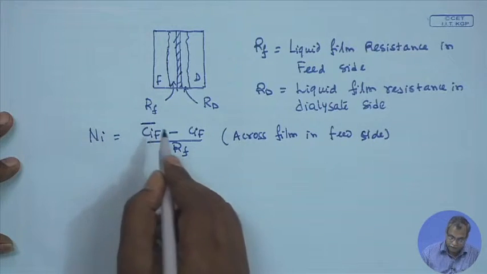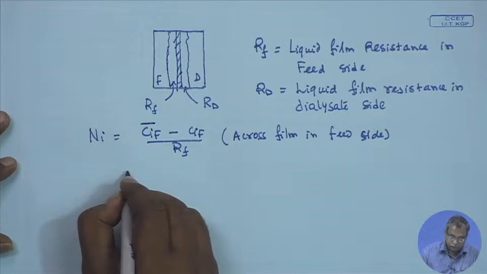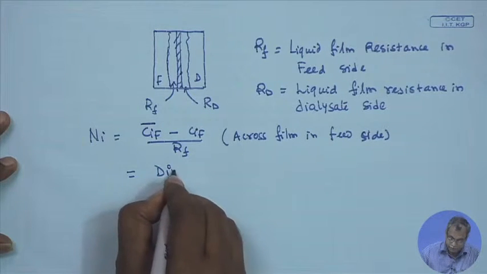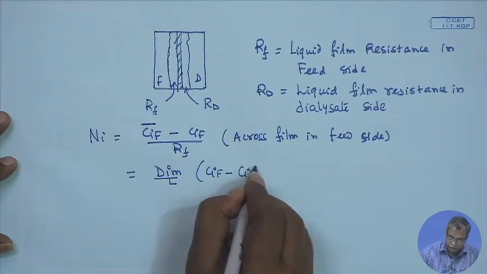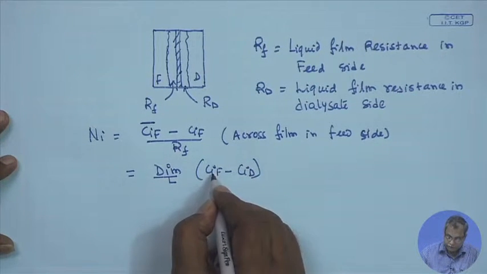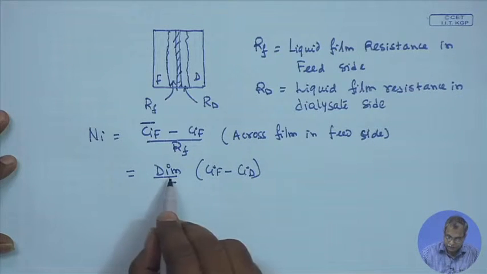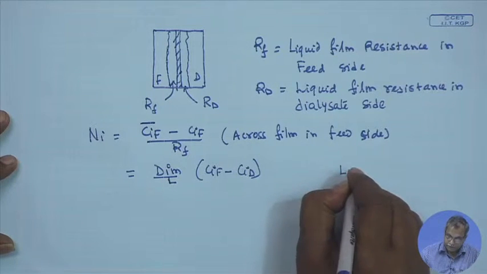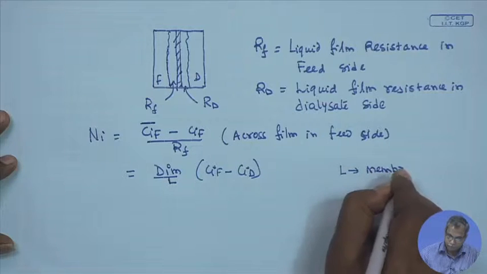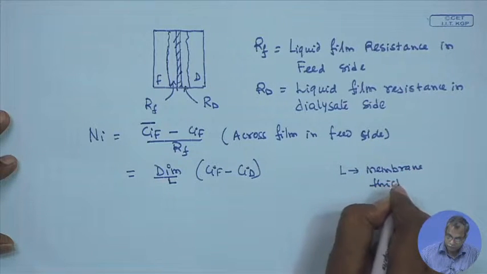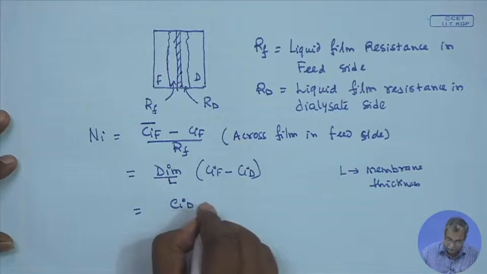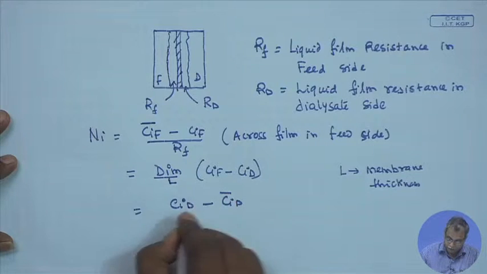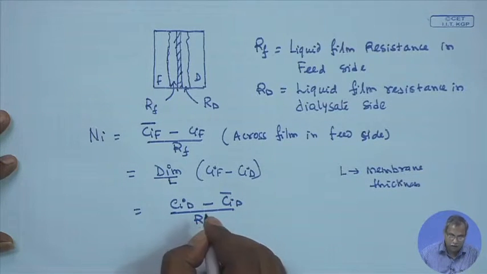This bar represents the concentration in the bulk. This will be equal to Dim divided by L, times Cif minus Cid. Cif is the ith species concentration in the feed and in the dialysate side. Dim is the diffusivity of the ith species in the membrane matrix, and L is the membrane thickness. And there will be the dialysate side resistance, Cid minus Cid bar divided by Rd.